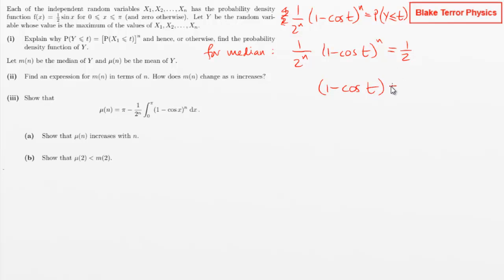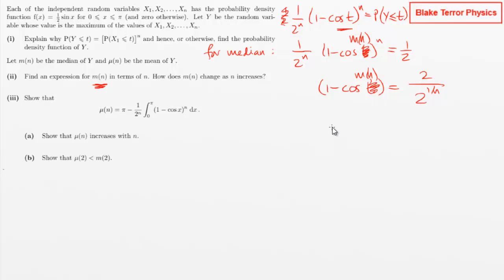So I'll take the 2 to the n, I'll multiply through by that, and then I'll take the nth root. So I'll have 2 over 2 to the 1 over n. So that means, oh no, it's not cos t, it's m of n. Yeah, okay, I got a little bit carried away there, just copying out this one, because we're looking at the median. This is the thing that I wanted, m of n. I've only just noticed that because I was about to rearrange to get m of n, and it's not in an equation that I've written out. So yeah, that's m of n.